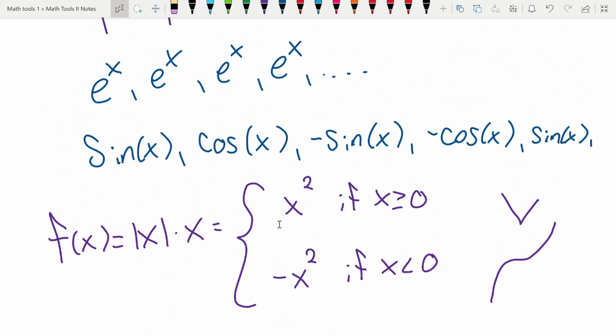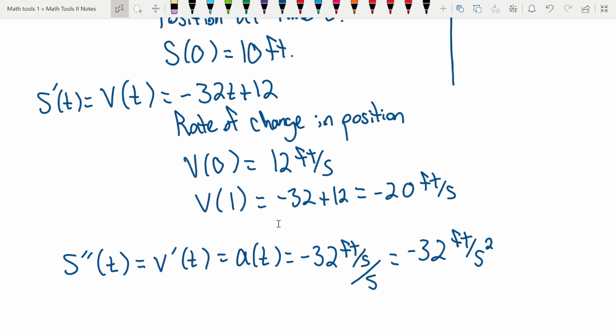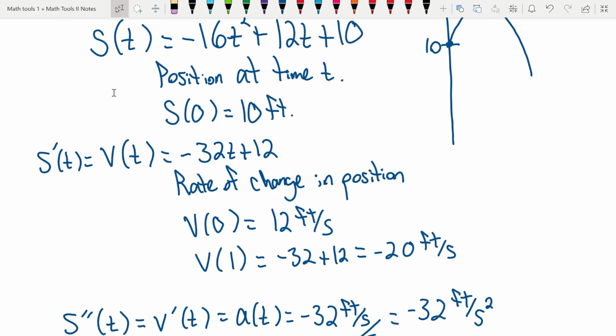But anyway, usually we're concerned, I would say one of the biggest applications of this is in things like velocity, because the derivative of velocity is acceleration. So that gives us a nice physical interpretation of this.